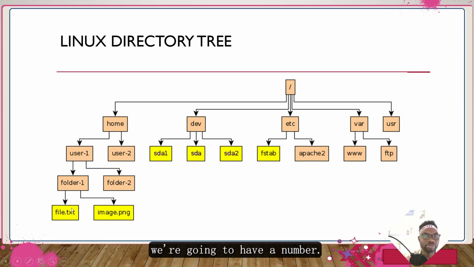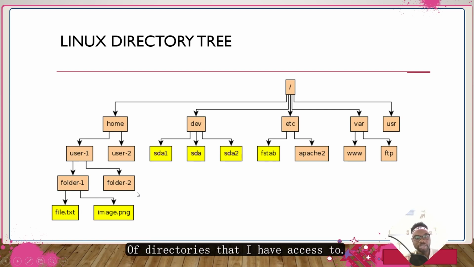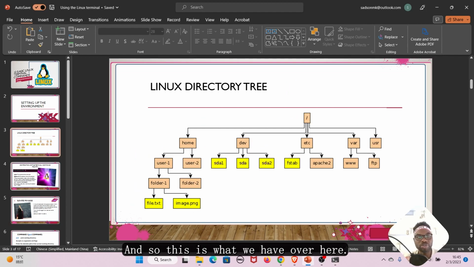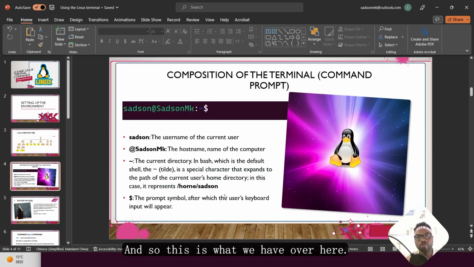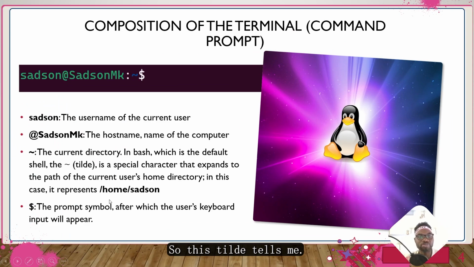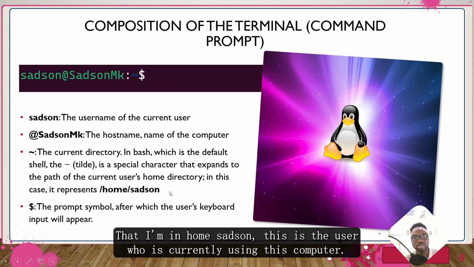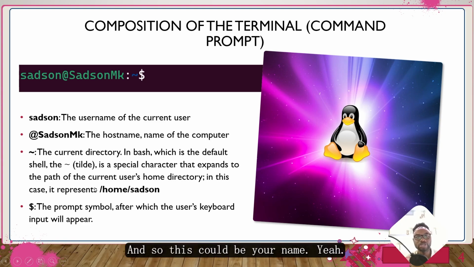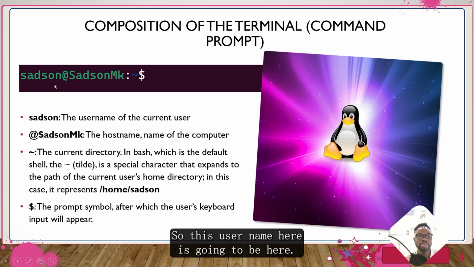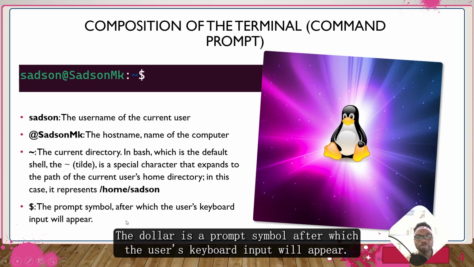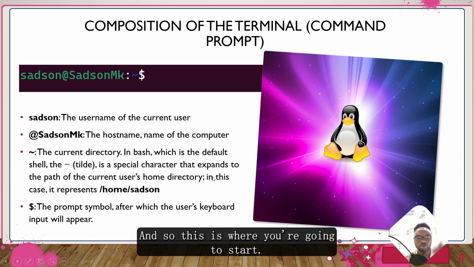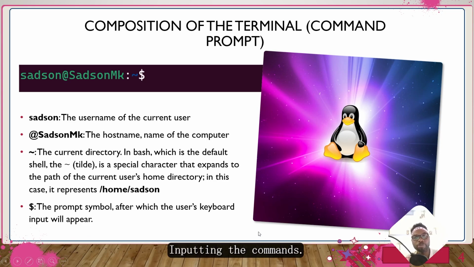And within Martensson, it's going to have a number of directories that I have access to. And so this is what we have over here. So this tilde tells me that I'm in home Martensson. This is the user who is currently using this computer, and so this could be your name. So this username here is going to be here. The dollar is a prompt symbol after which the user's keyboard input will appear, and so this is where you're going to start inputting the commands.